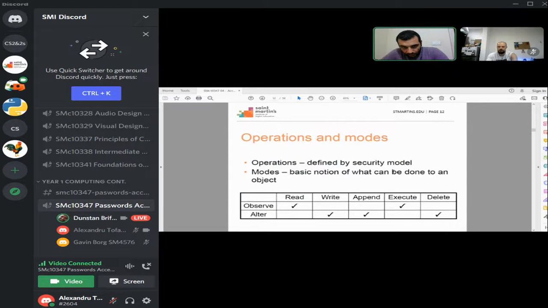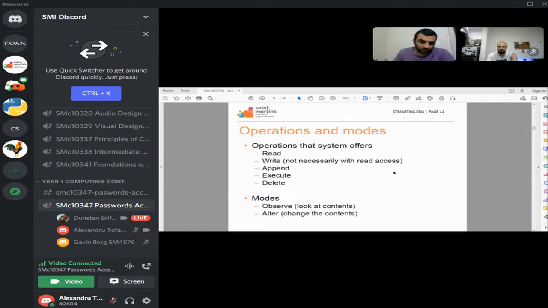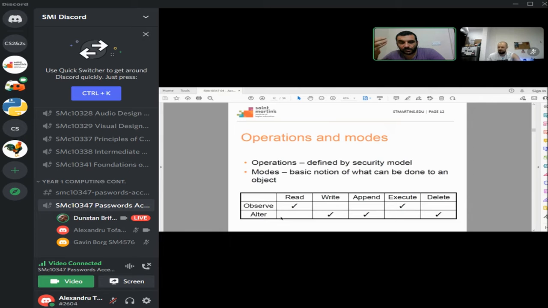Looking at these two modes, observe and alter, we've got certain operations which would enable us simply to observe contents, whereas others would be there to also alter contents. So for example, read and execute fall under observe, while write, append, and delete fall under alter. It's not that relevant. This is just to make sure we settle a few terms related to the subject more than anything else.